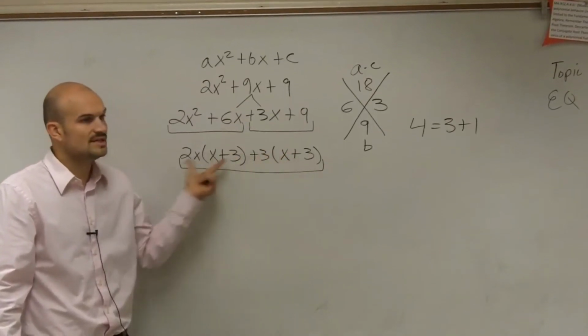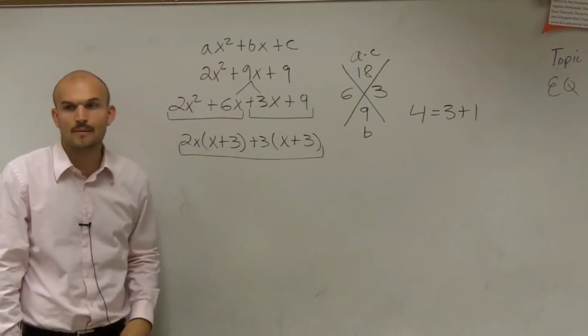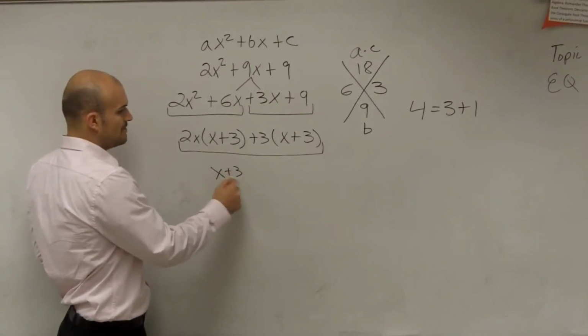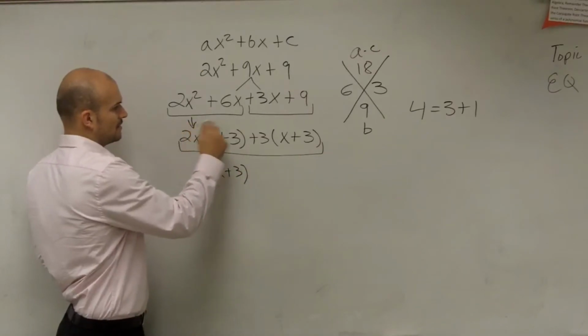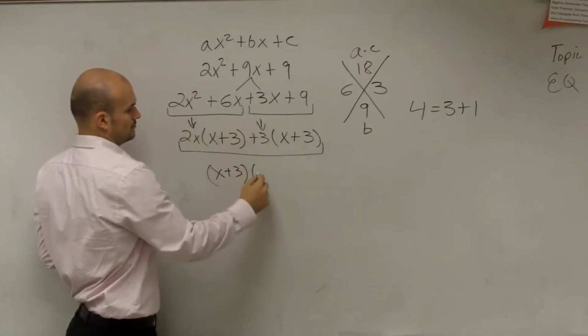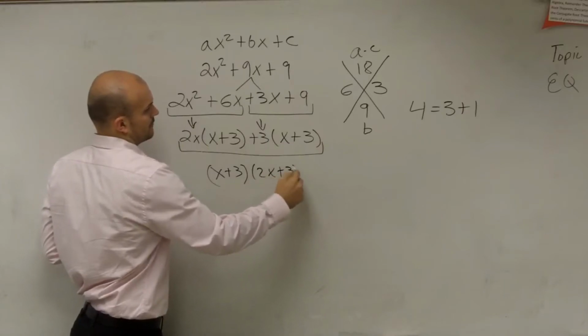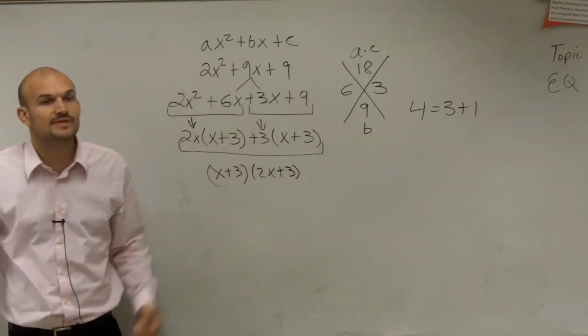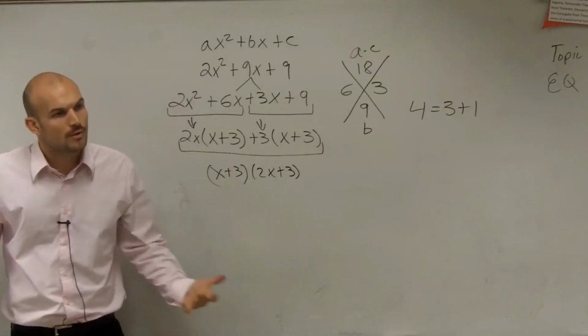So what do these two terms share in common? X plus 3. So you factor out an x plus 3, and you're left with, and there you go. If you guys want to check your work to make sure you did factoring correctly, you can always check your work.